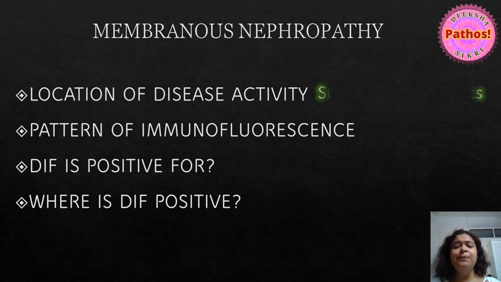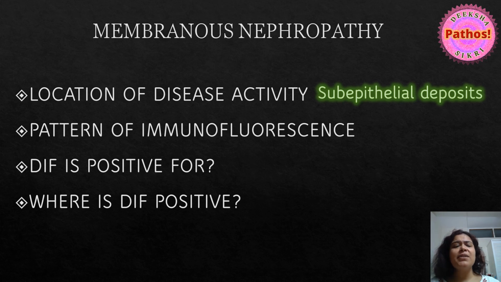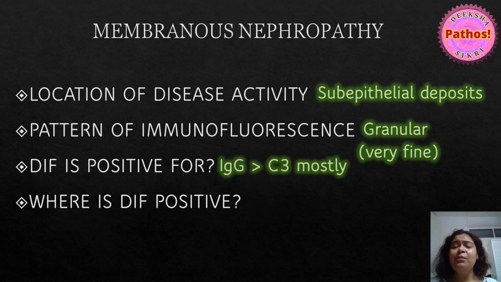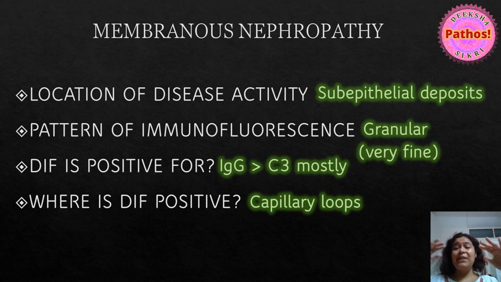Membranous nephropathy, this is subepithelial deposits. So subepithelial deposits would give you granular immunofluorescence. It would be IgG more than C3, and DIF would be, since it's subepithelial, that means around the capillary loop. So you won't have mesangial positivity, you will have around the capillary positivity. So you recall that picture we'd seen initially, that was probably for membranous nephropathy.